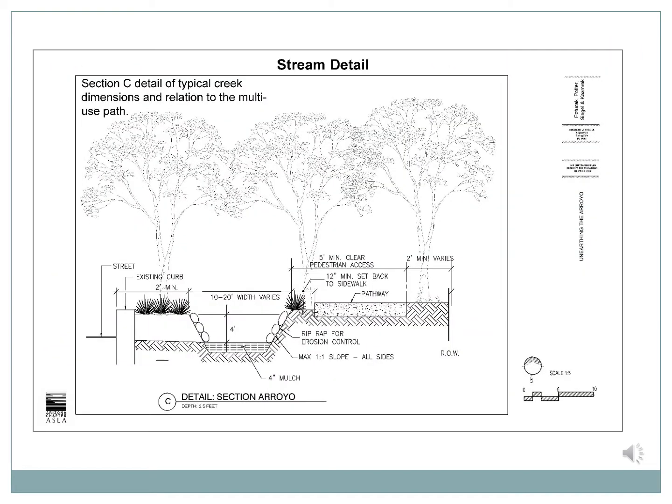This is one of the design details showing how to daylight one of the streams or arroyos flowing through the site. In this section, you will see the treatment of the stream banks as well as the spatial and functional relationship with the human use on the pathways.